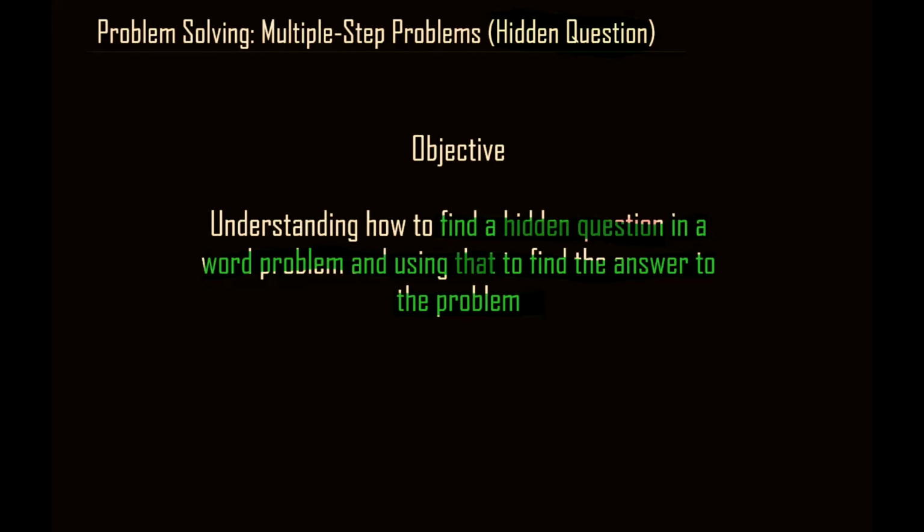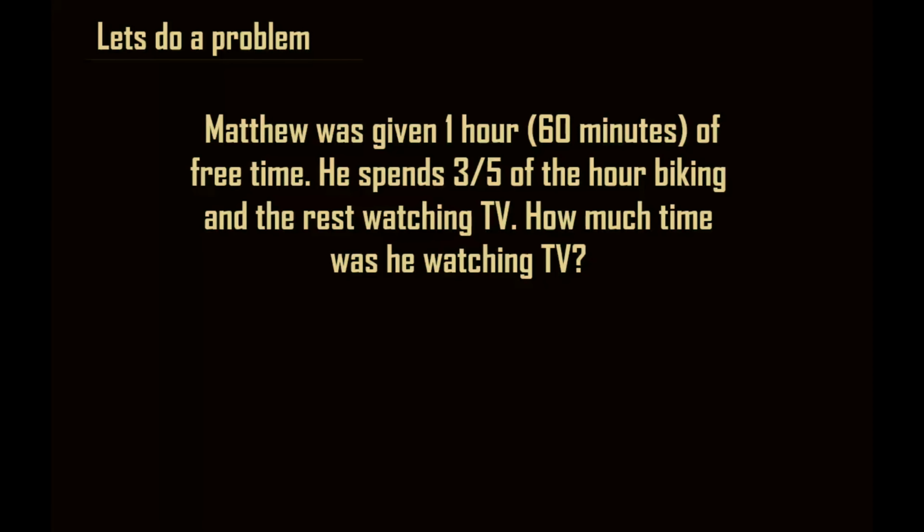So let's get started. I'm going to start off with the problem so you can see how I do it. Right here we have our first problem. It says that Matthew was given 1 hour, 60 minutes of free time. He spent 3/5 of the hour biking and the rest of it watching TV. How much time was he watching TV? That's our main question.